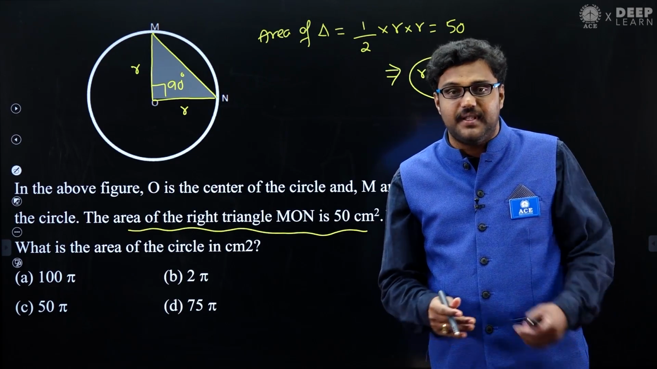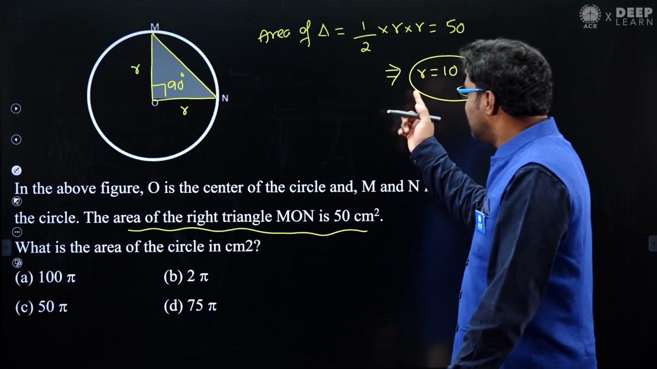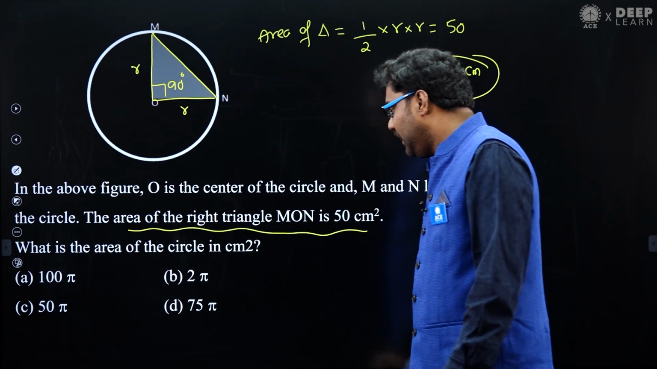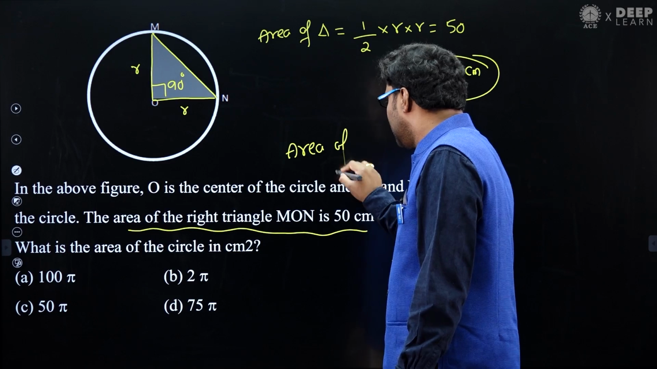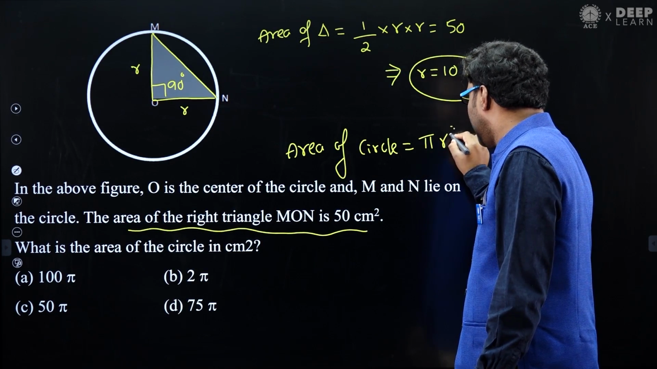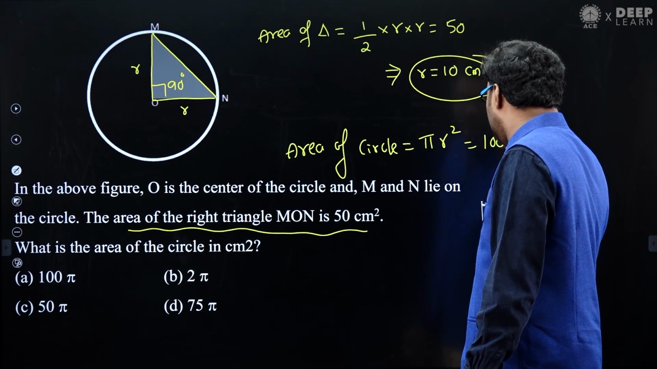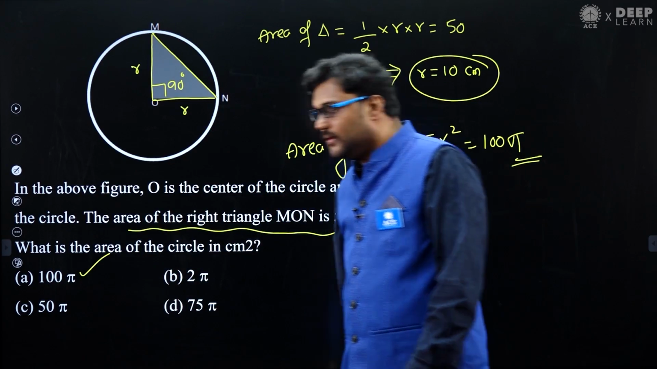Now you know the radius of the circle, and they are asking for the area of the circle. You know the radius, so you can apply the area of a circle formula. The area of a circle is pi R square, which is nothing but 100 pi. Option A is correct, right?